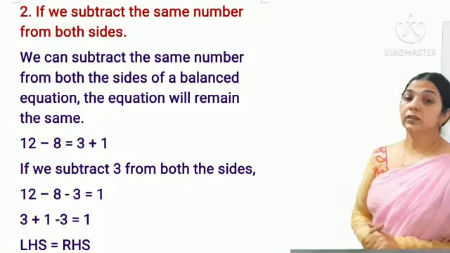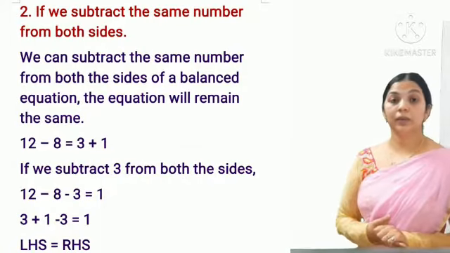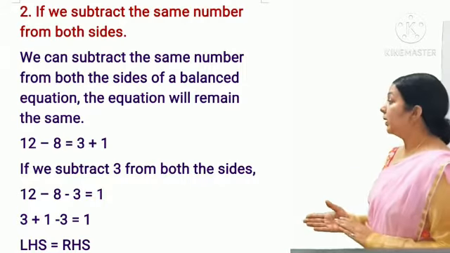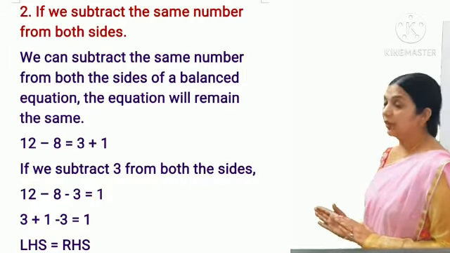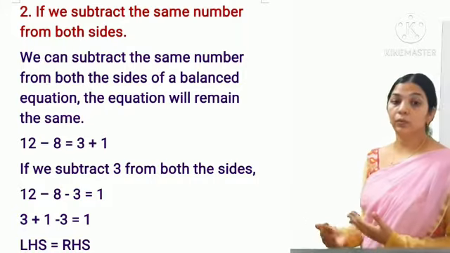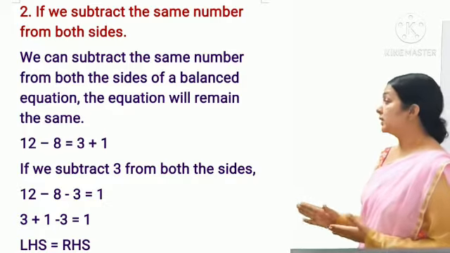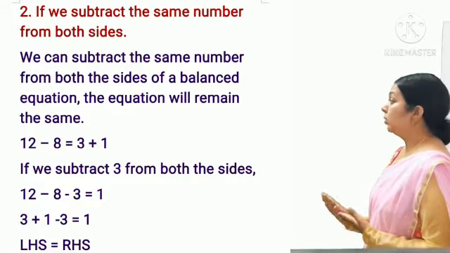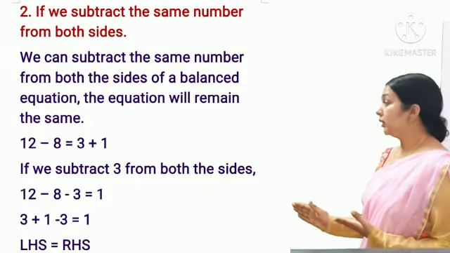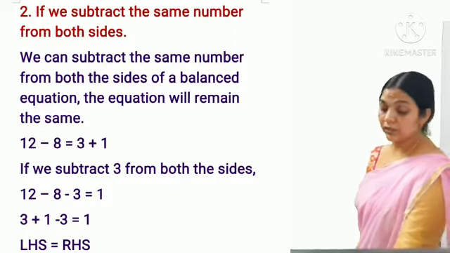If we subtract the same number from both sides of the equation, then also the equation remains the same, or the balance remains the same. Here 12 minus 8 is equal to 3 plus 1, that is 4 is equal to 4. If we subtract 3 from both sides, that means 12 minus 8 minus 3 is equal to 4 minus 3. So here you can see the equation still remains the same, that is LHS is equal to RHS.